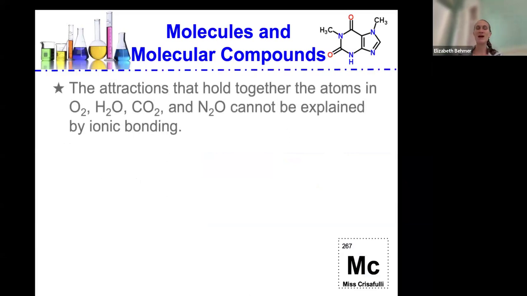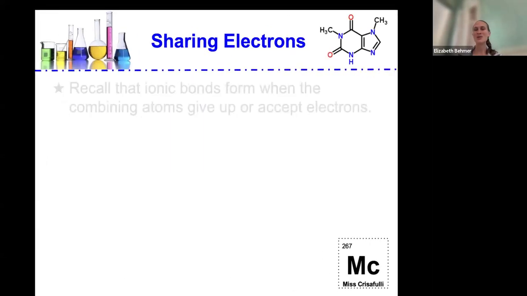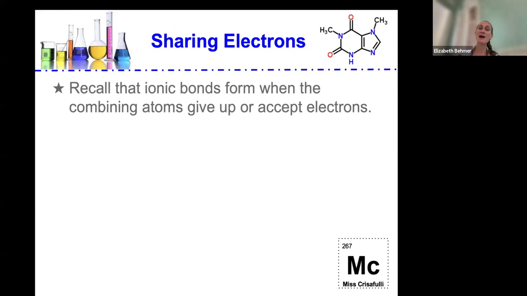The attractions that hold together the atoms in oxygen, water, carbon dioxide, and nitrous oxide cannot be explained by ionic bonding, which we talked about in Chapter 7. These bonds do not involve the transfer of electrons. So how do these molecules stay together? We'll talk about sharing electrons.